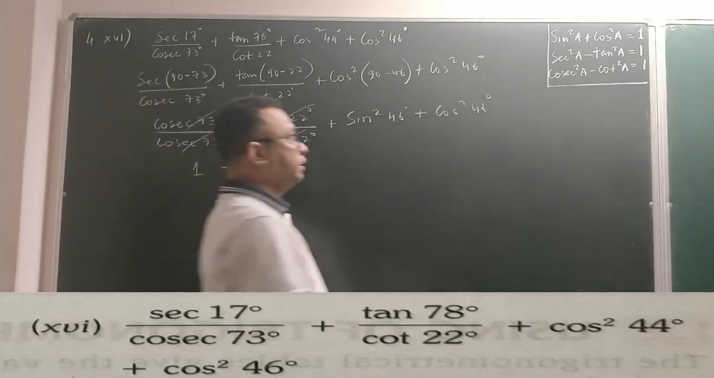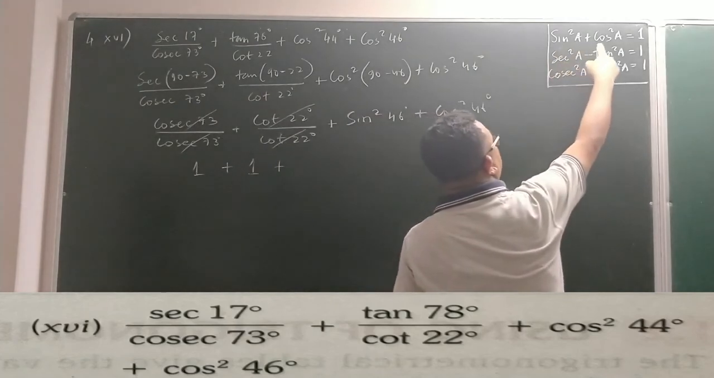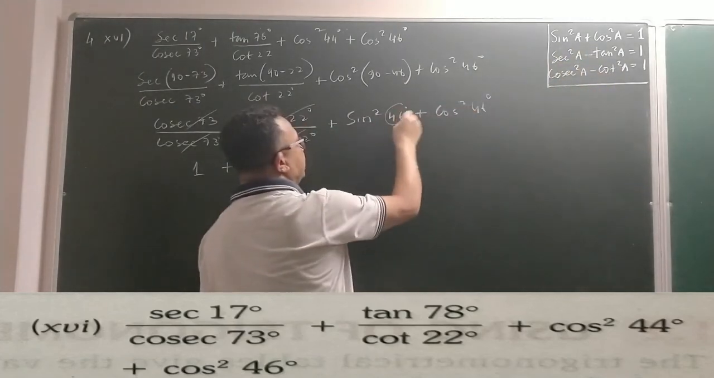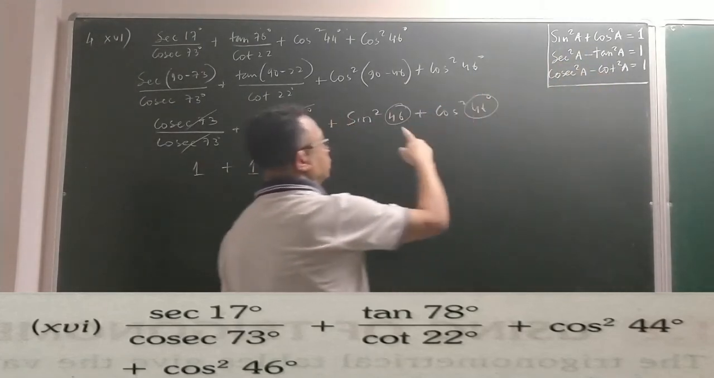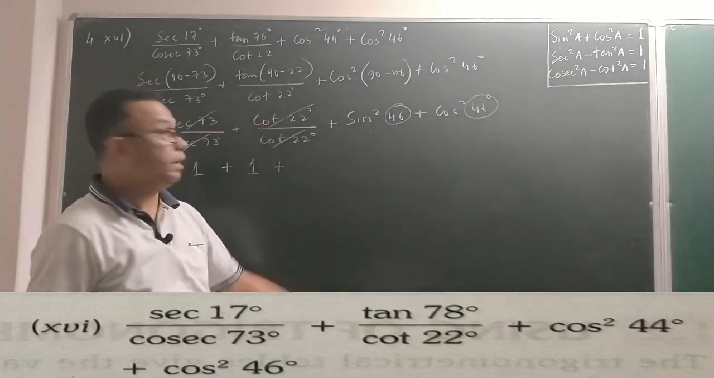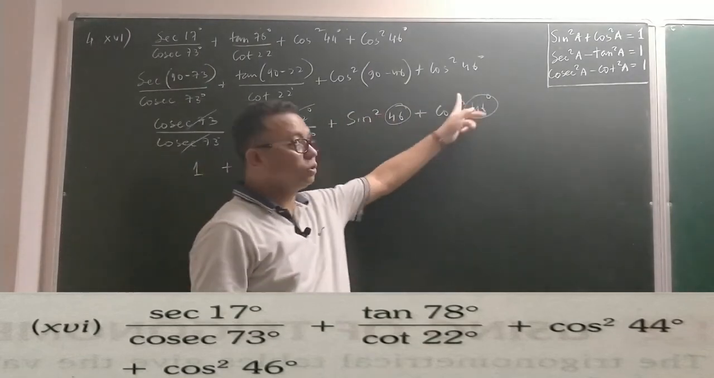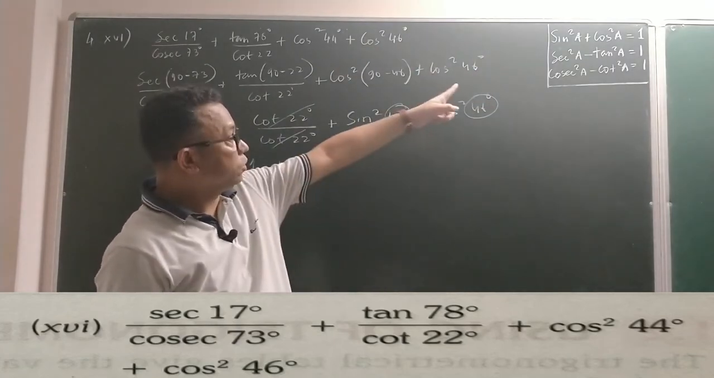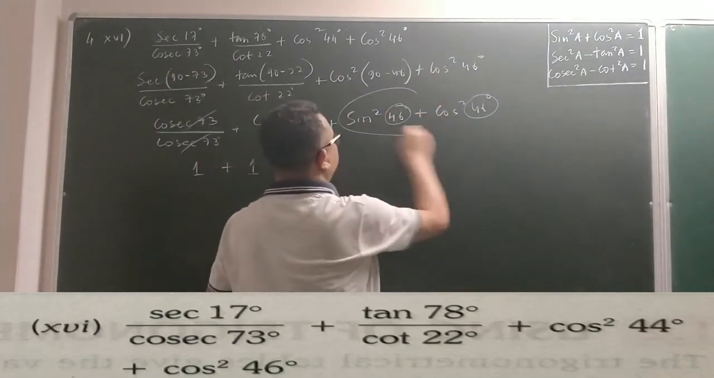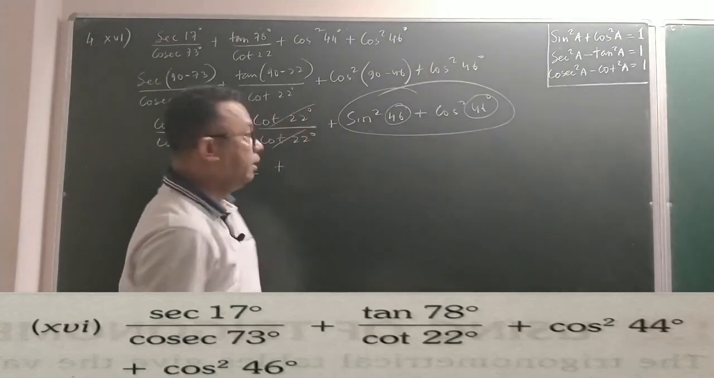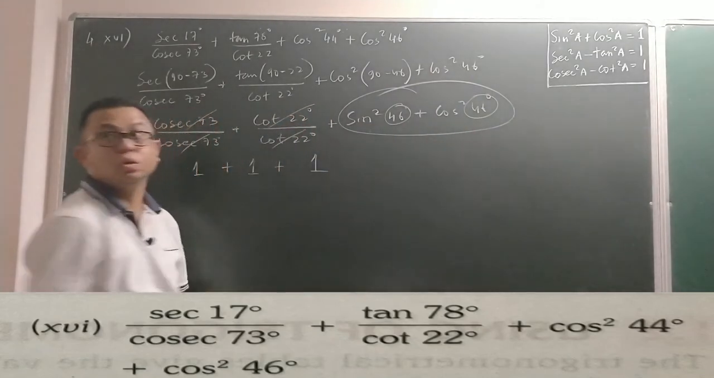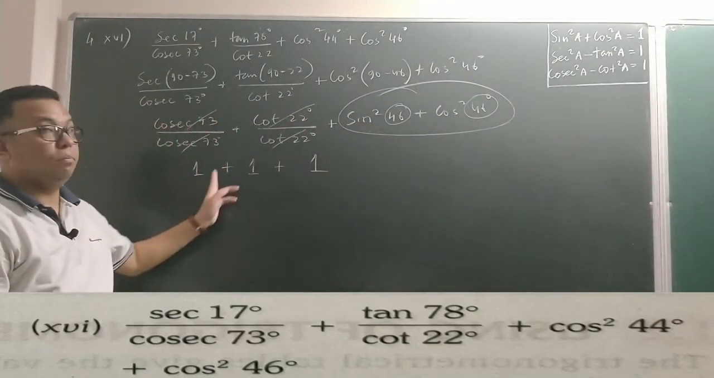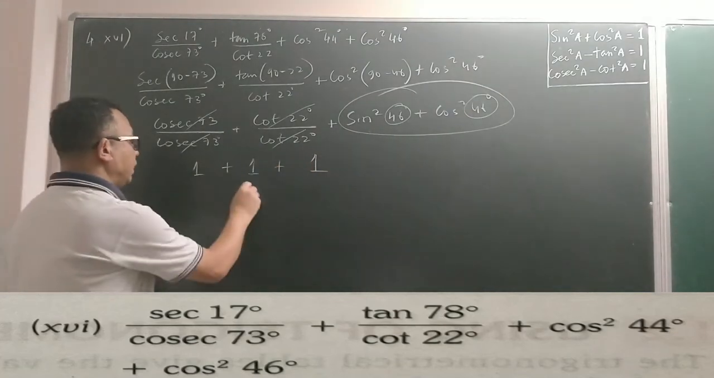But then see this formula, sine square A plus cos square A. A means any angle. What angle is this? The same angle should be this also. Both of these angles are 46 degree. So sine square A plus cos square A, the formula which you are going to learn in class 10. So these two collectively, sine square A plus cos square A, that is also 1. 1 plus 1 plus 1 is 3.